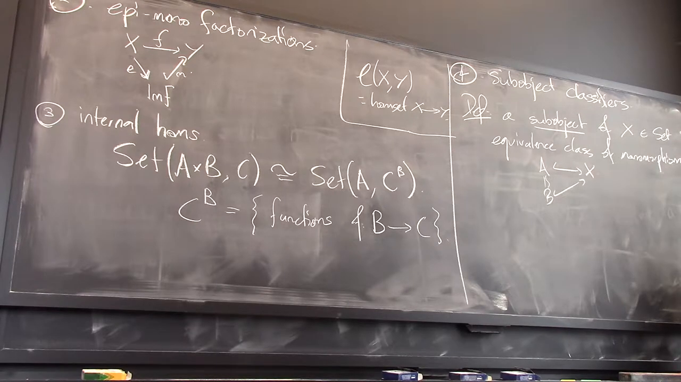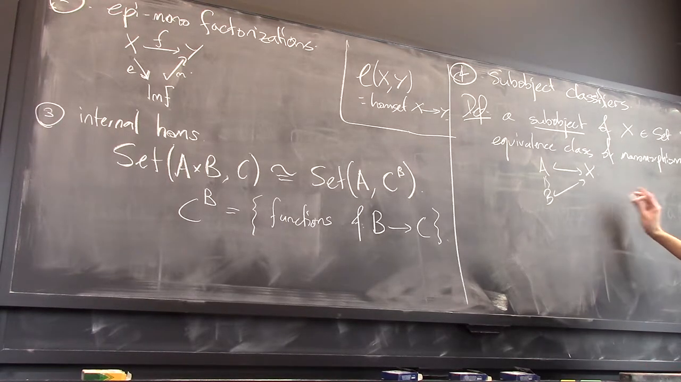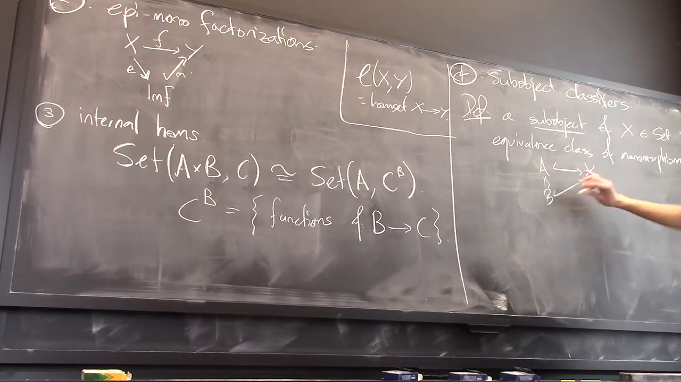So we always denote the monomorphisms with the little tail in the arrow? Yes. I'll leave that up.